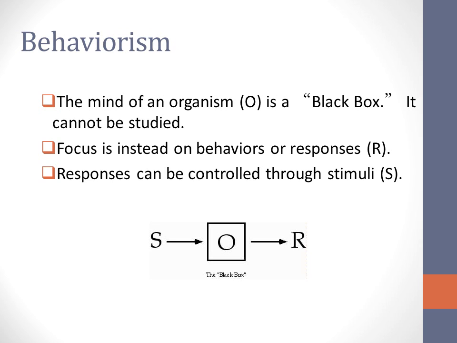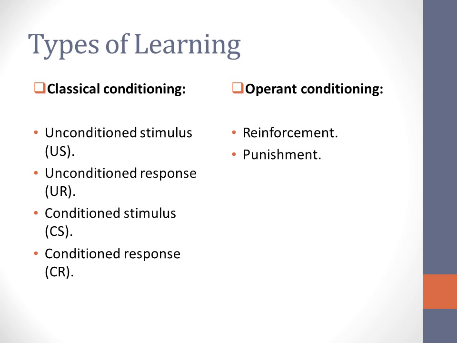So behaviorism really dominated the field of psychology from about the 10s or the 20s until the 50s or the 60s in America. There are two dominant types of learning that the behaviorists were interested in. Classical conditioning comes from the work of Pavlov.